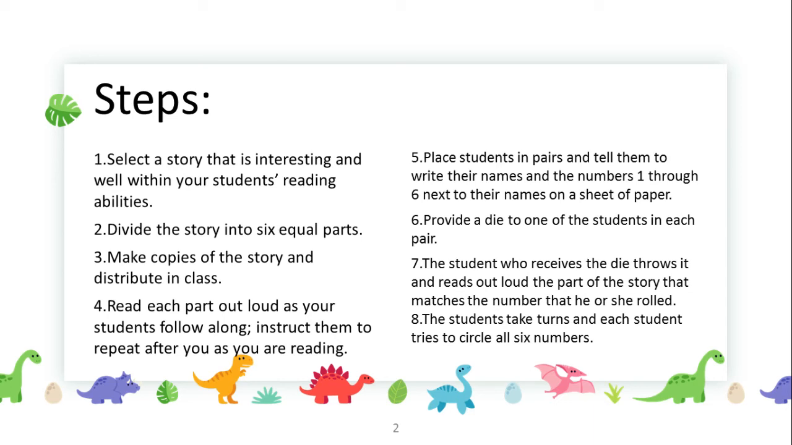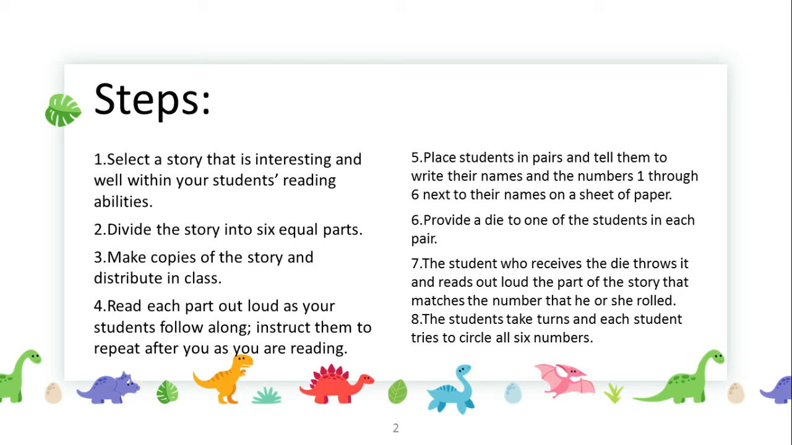For example, if Emily goes first, rolls 3 with the die, and reads part 3, she circles number 3 next to her name. As illustrated, Emily 1, 2, 3, 4, 5, 6, and Tom 1, 2, 3, 4, 5, 6.